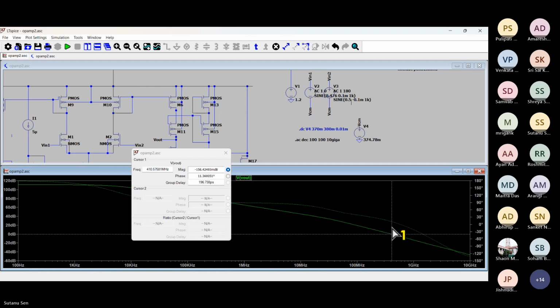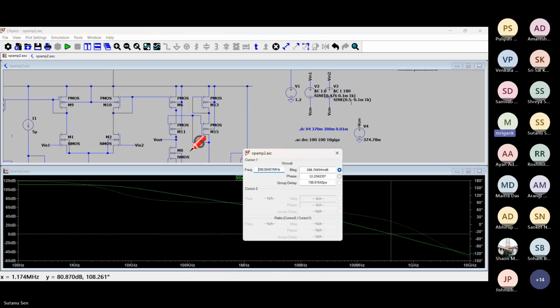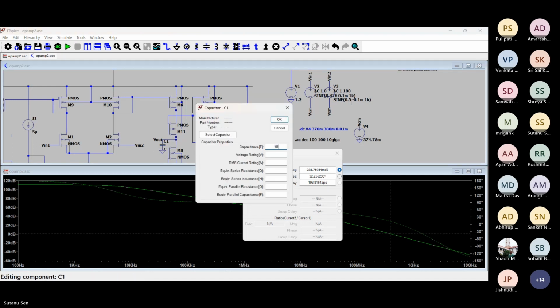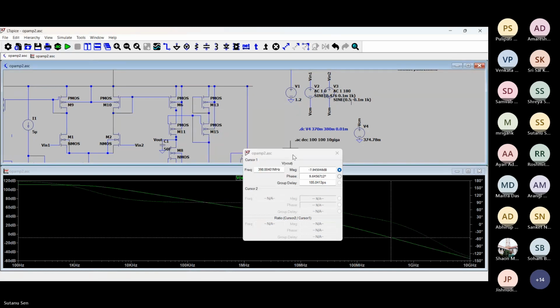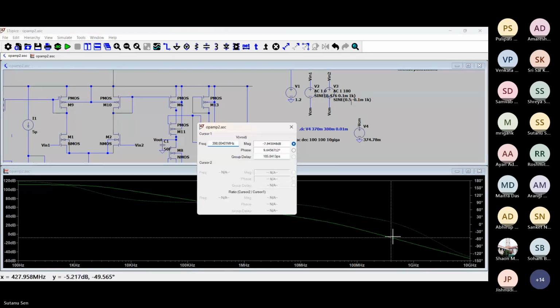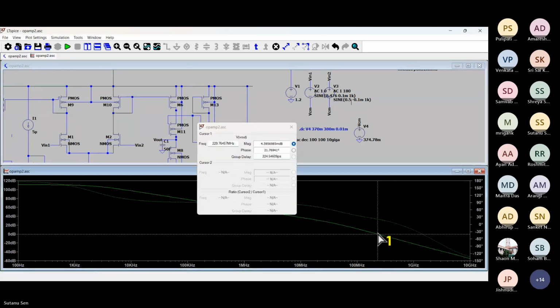Phase margin is bad, sir. Around 12 degree phase margin. So that is okay. You'll have to put a cap so that you can compensate. So you put some cap, maybe 50 femtofarad. Put a cap of 50 femtofarad.